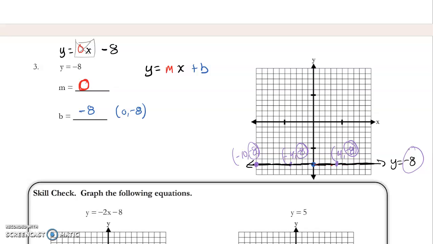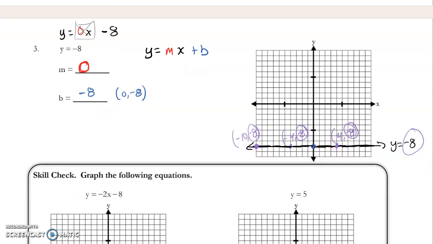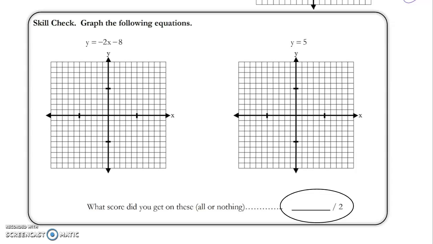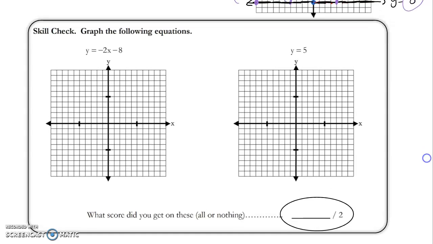Alright, now we've come to the moment of truth here. I want you guys to press pause. And I want you to try both of these examples. These are the last two examples on this video. Unpause when you have finished both of them, and you're going to score and grade yourselves.